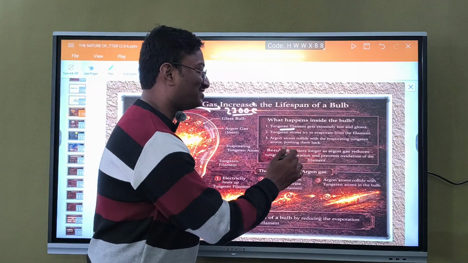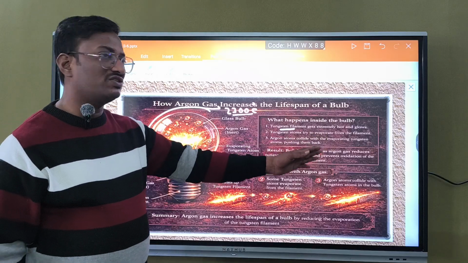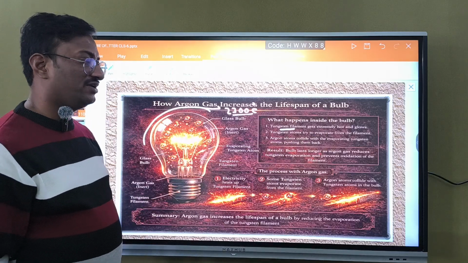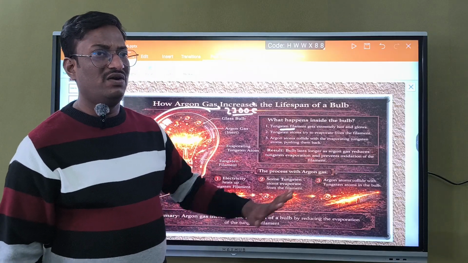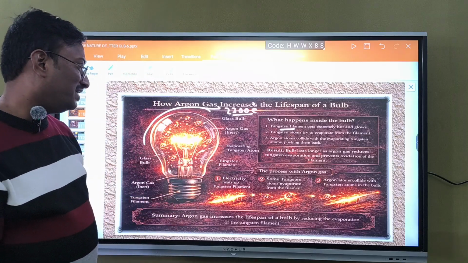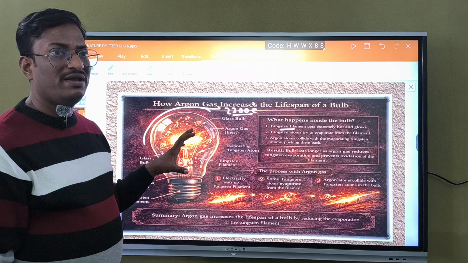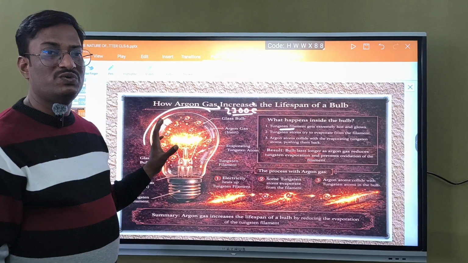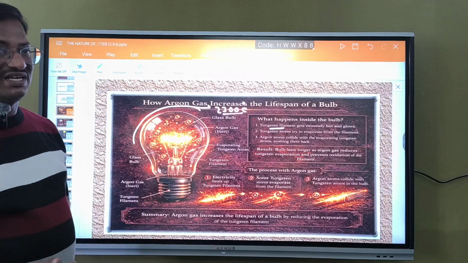The bulb lasts longer as argon reduces the tungsten evaporation and prevents the oxidation of the filament. In further classes we will discuss what oxidation and reduction are. There is no need to worry now. So this is the process which happens in our bulb, so that the bulb's lifespan is increased when we use argon gas inside the bulb.